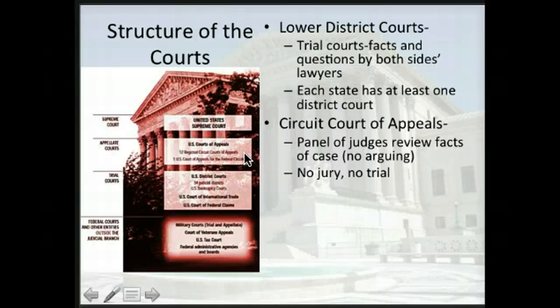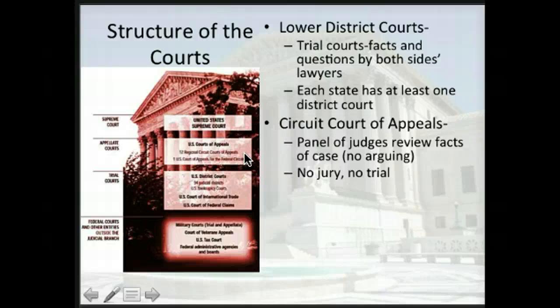There are judges that sit at the bench, and they don't hear each lawyer's side argue. Instead, they review the facts of the case, and they make a decision without hearing both sides. There is no jury, there is no trial, and they look at the facts of your case and decide, did something unfair or unconstitutional happen when your case was being tried?